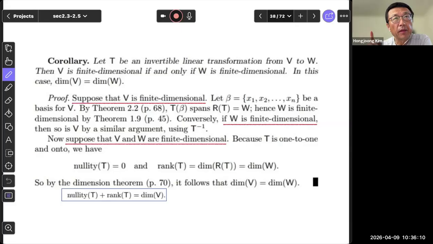And as I said, if T is an invertible linear transformation from V to W, then V is finite dimensional if and only if W is finite dimensional, and in addition, their dimensions must be the same. So the dimension of the domain, the rank, and the dimension of the codomain must all be the same if your linear transformation is invertible.